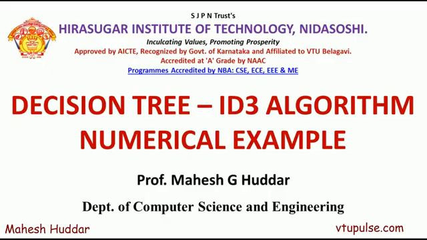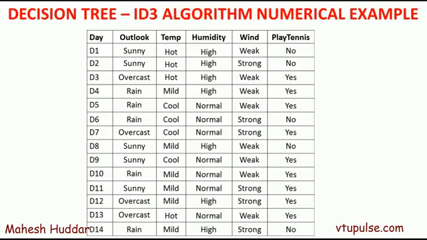In this video I will discuss how to draw a decision tree using the ID3 algorithm with a simple numerical example. This is the dataset I will be considering for this numerical example. This particular dataset contains 14 examples and 4 attributes: outlook, temperature, humidity and wind. Play tennis is the target variable in this case.